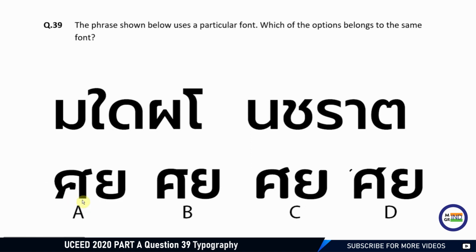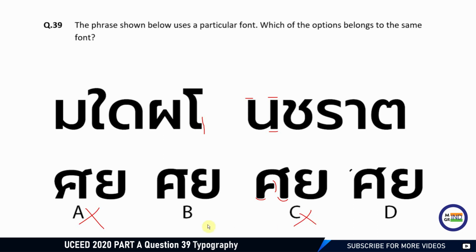So by process of elimination, we see sharp edges in option A, so option A can directly be eliminated. We see sharp ends on the end of each letter, and we clearly see in option C all the ends are being curved. So option C can also be eliminated.